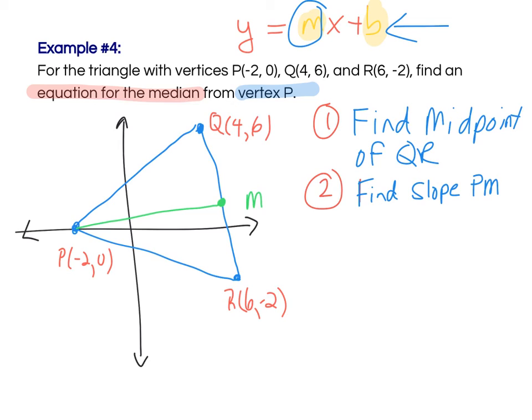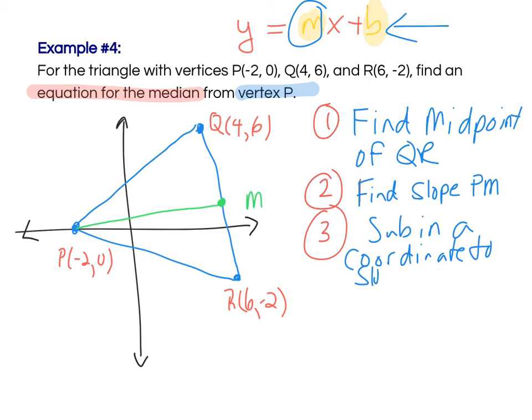And you'll remember that in our get ready skills, the only thing that we needed to do if we had the slope was we need one other coordinate. So we're going to plug in one other coordinate on that line to solve for b. So I would say sub in a coordinate to solve for b. So those are my strategies. That's my plan of action towards solving and determining the equation for that median PM.